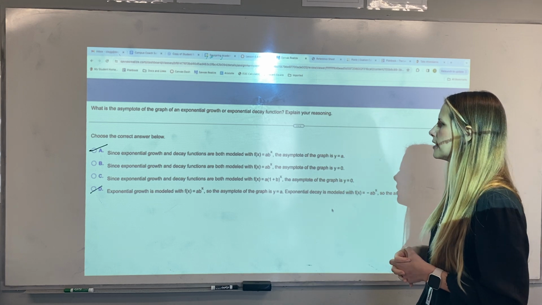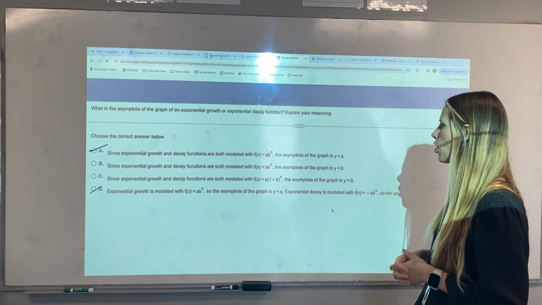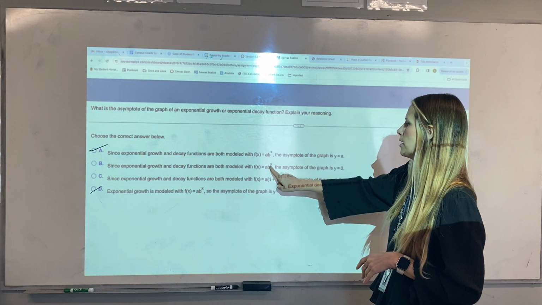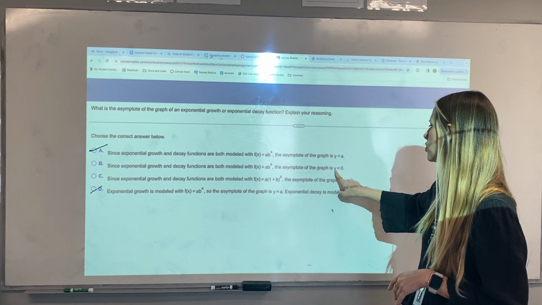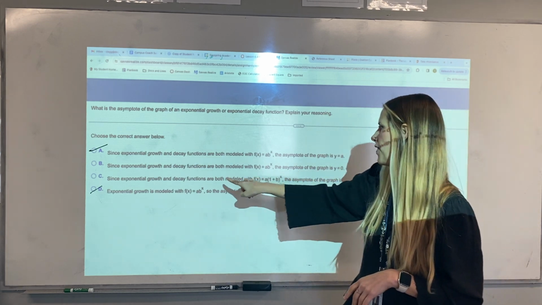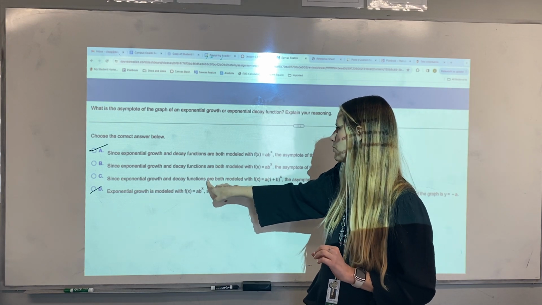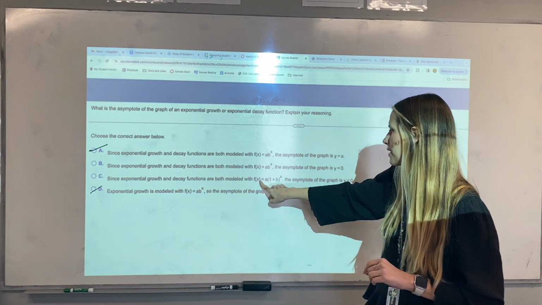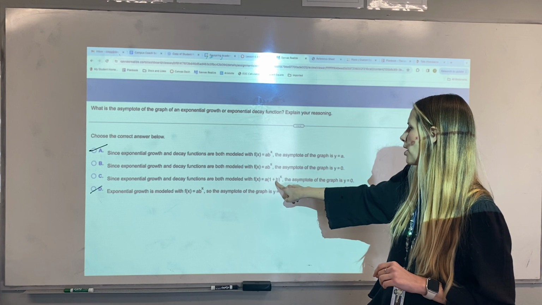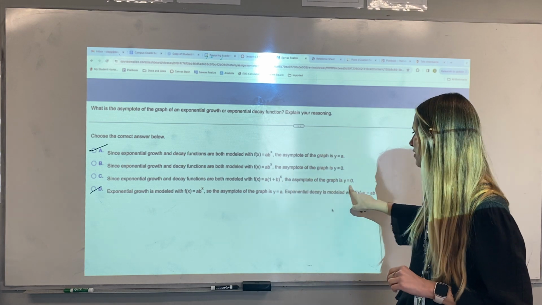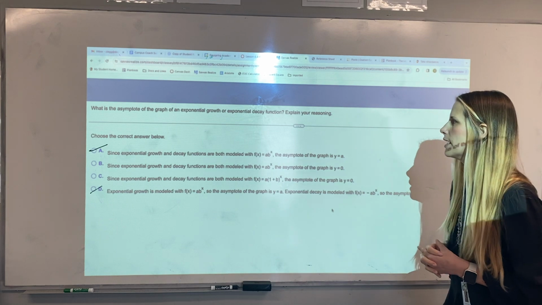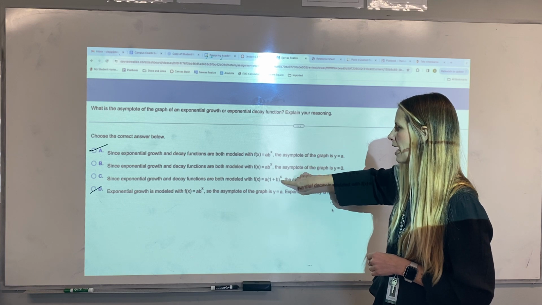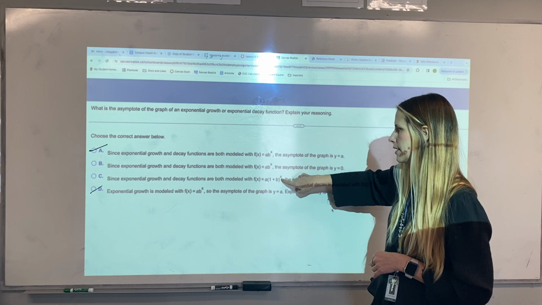Let's start with b. Since exponential growth and decay functions are both modeled with f of x equals a b to the x power, the asymptote of the graph is y equals 0. And then this answer choice is exactly the same, except it says, since the exponential growth and decay functions are both modeled with f of x equals a times 1 plus b to the x power, the asymptote of the graph is y equals 0. Now again, we're comparing a b to the x power and a times 1 plus b to the x power.